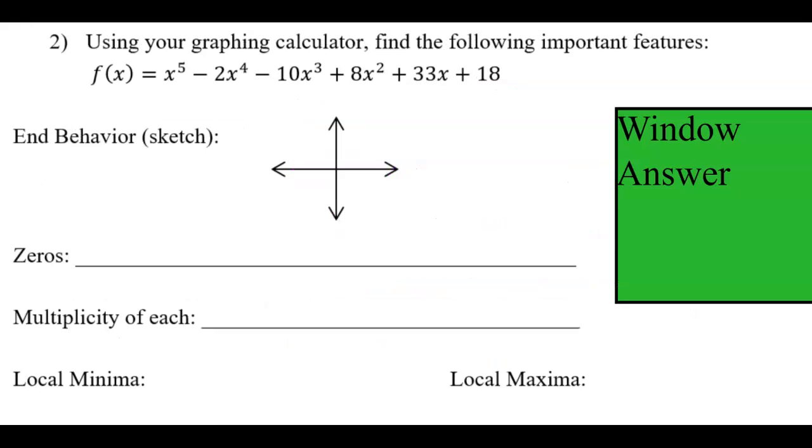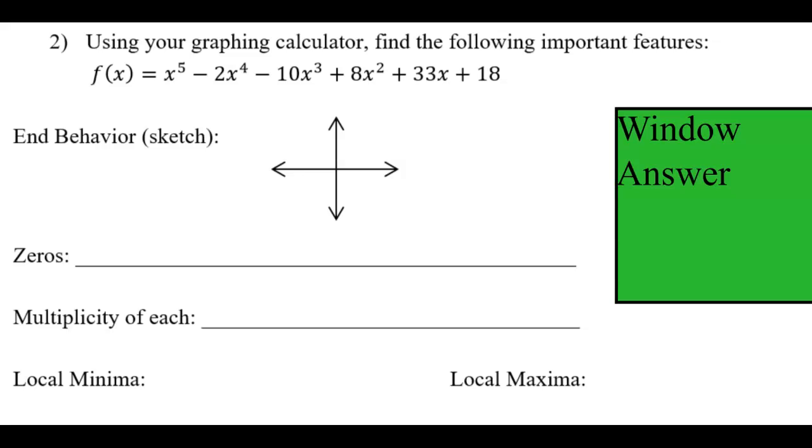All right, it says, using your graphing calculator, find the following important features. So we've got a pretty big polynomial here. Do you guys remember how to name this one? X to the 5th power is a quintic, and then that's a lot of terms, that's 6 terms. So quintic polynomial, right?